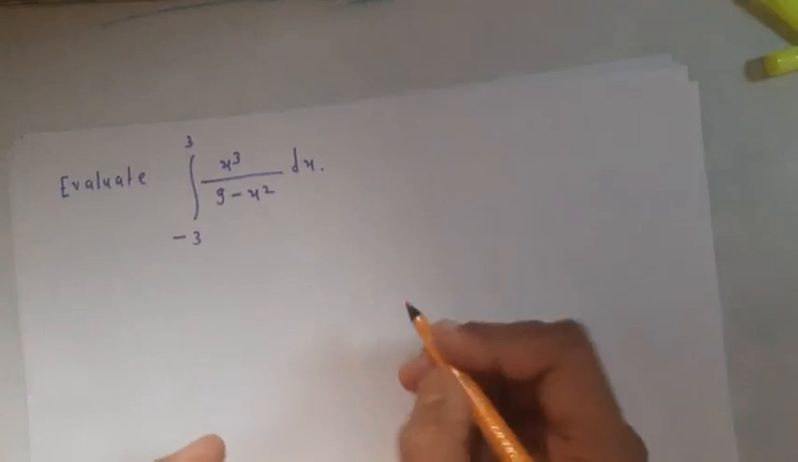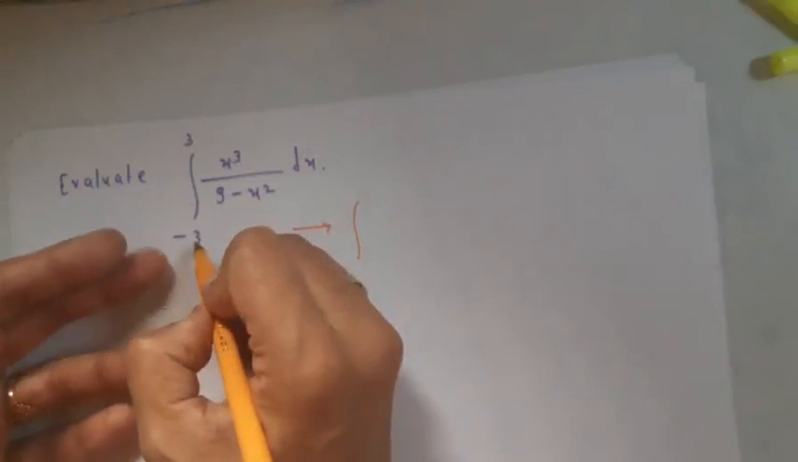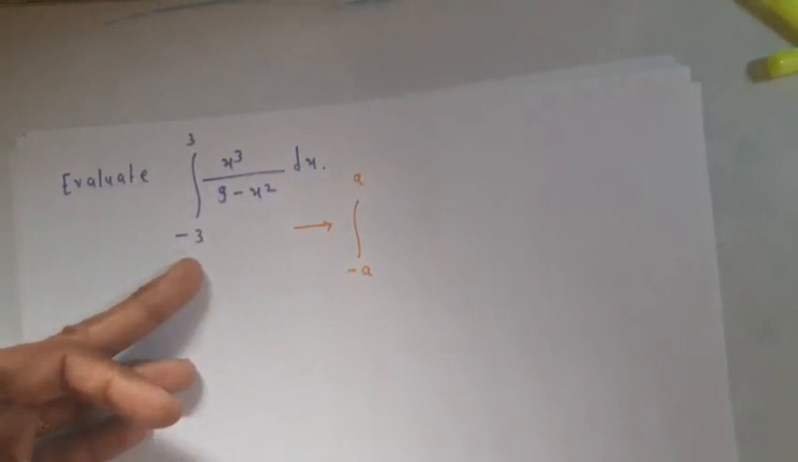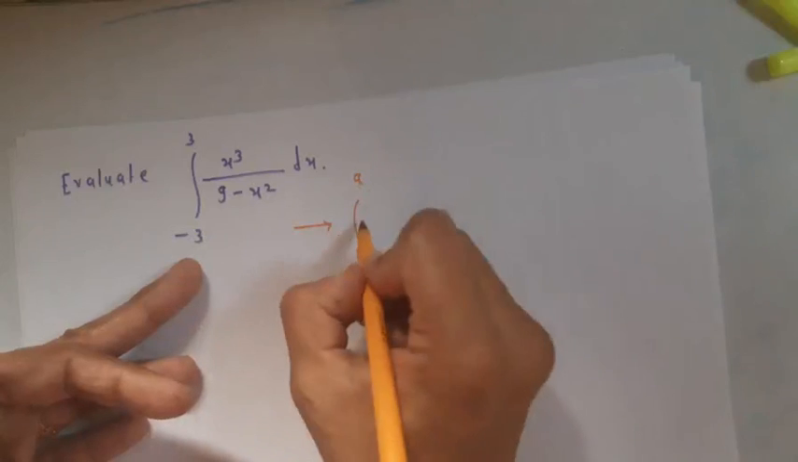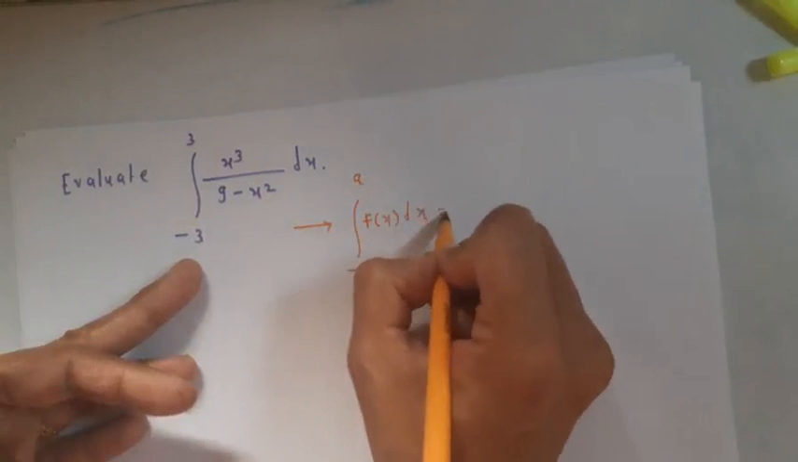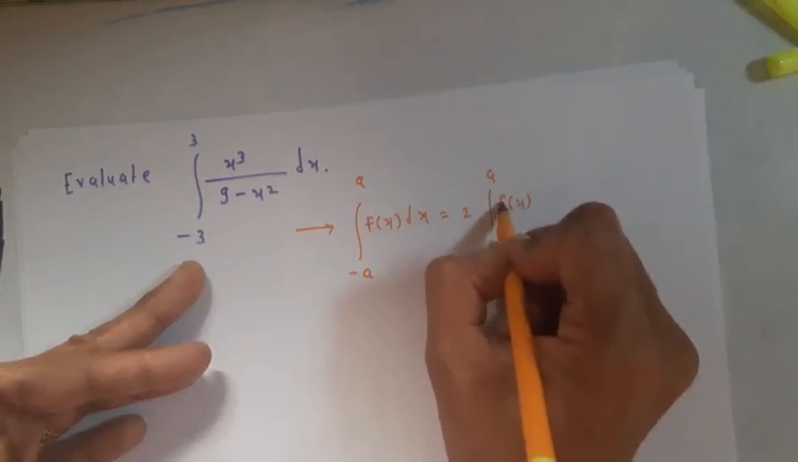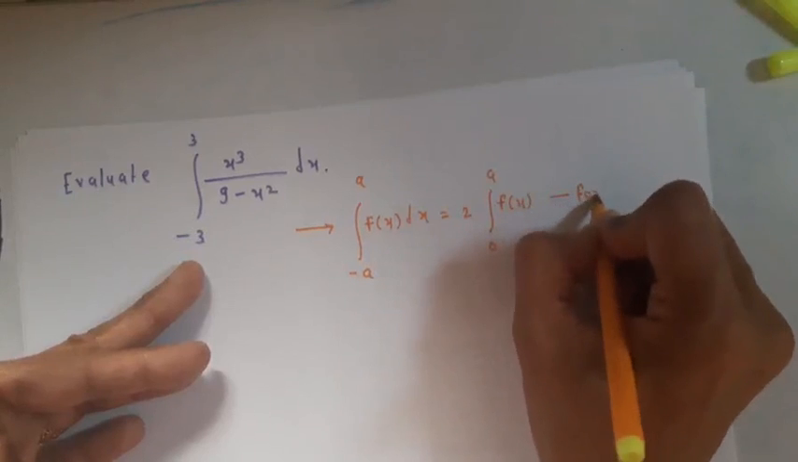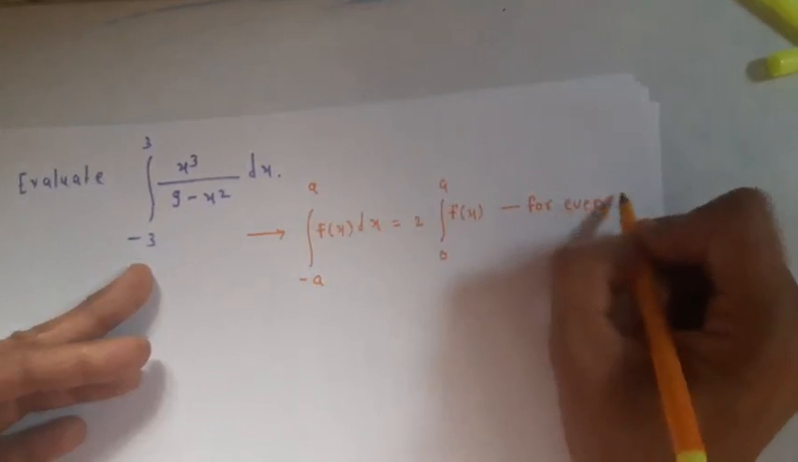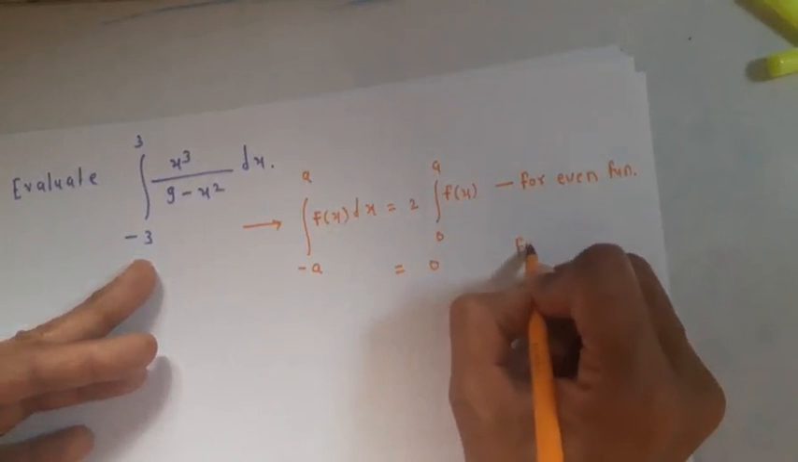Okay students, we have just studied the property. Which property? See here, the limits of integration are minus 3 to 3. The problem is similar to this property: integration with limits minus a to a of f of x with respect to x is equal to 2 times the integration from 0 to a of f of x, where the function is an even function. We have just proved the property, and the value is 0 for an odd function.